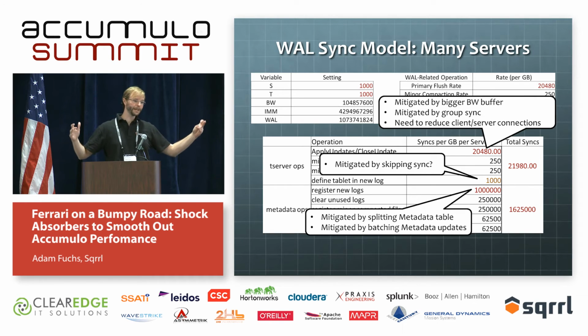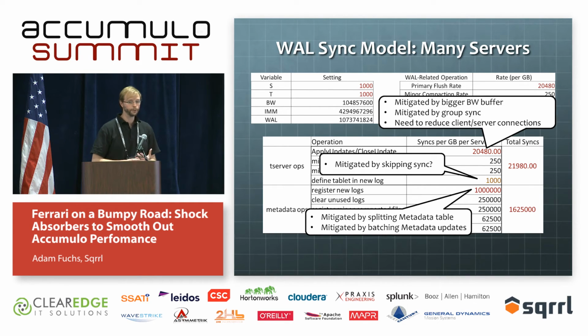When we start scaling up to even more servers, maybe you don't have as much memory on the client, so you might have a bound there. There are other things you can do. Accumulo uses group synchronization. So instead of syncing for each of these 20,000 sync calls, we group those up and do one sync for a lot of them, which batches these operations. So a lot of this is already taken care of on the 20,000 apply updates and close updates.